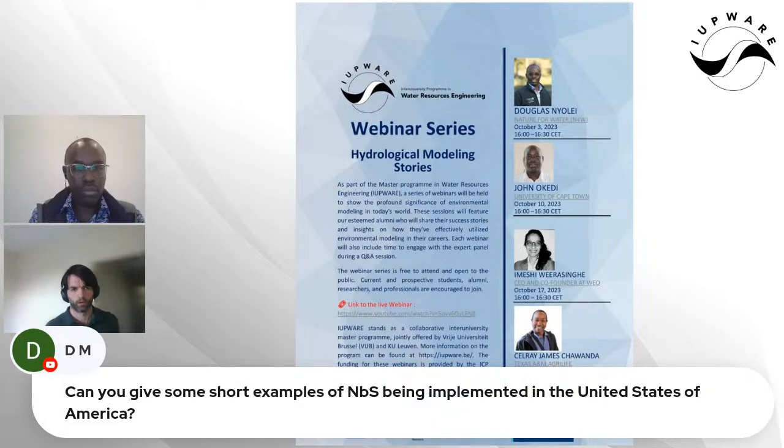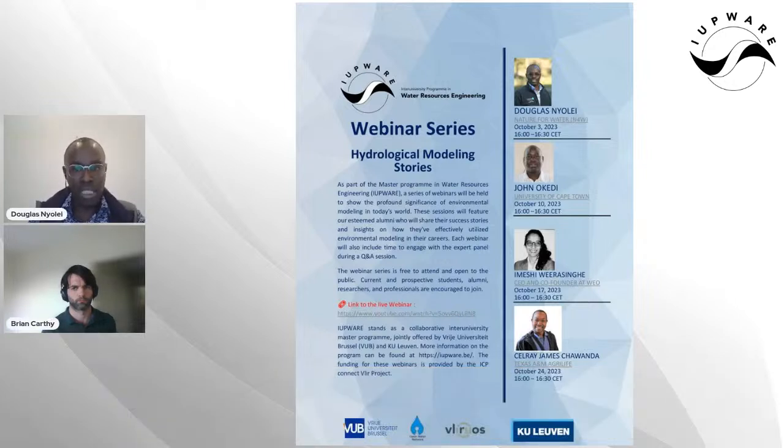Yes. Another question is asking for some short examples of nature-based solutions implemented in the United States of America. Yeah, in the United States, we had a project in the Brandywine catchment, and some of the nature-based solutions that we implemented there were riparian forest buffers, agricultural pest management practices. We had stream bank stabilization, stream bank restoration. We had wetland restoration. We had swales, to be able to trap sediments from roads and all that. So those are some of them that we've used in the United States.